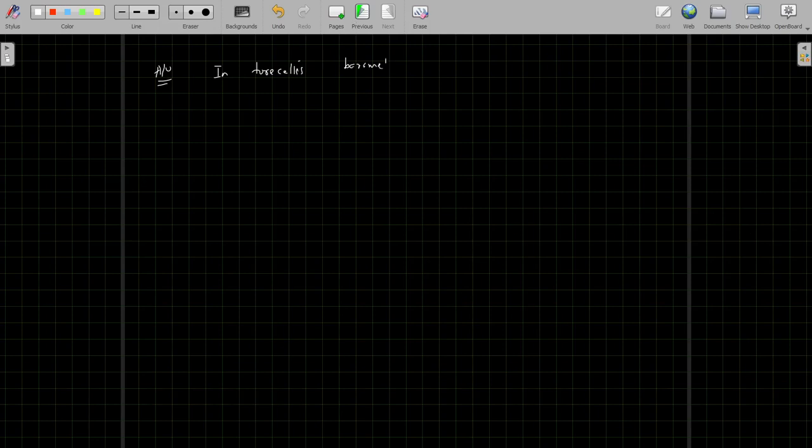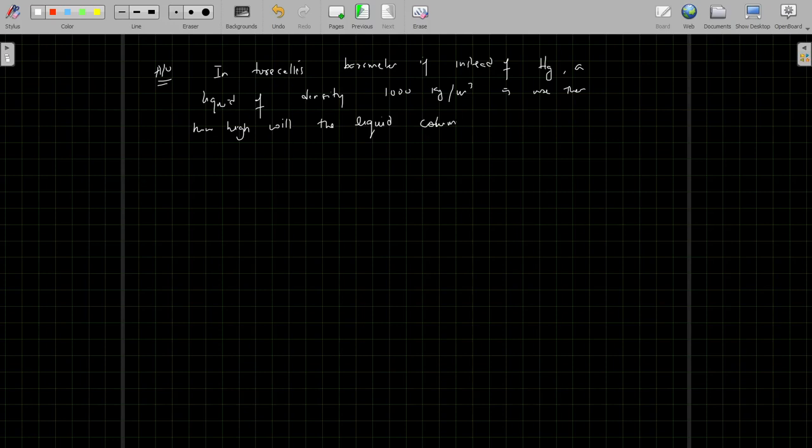barometer, if instead of mercury a fluid, a liquid of density 1000 kg per meter cube is used, then how high will the liquid column rise in the tube for 1 atm.